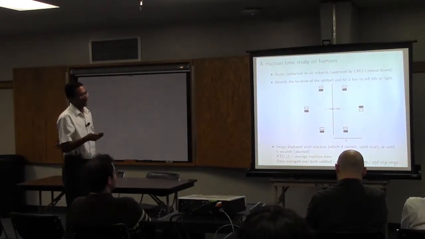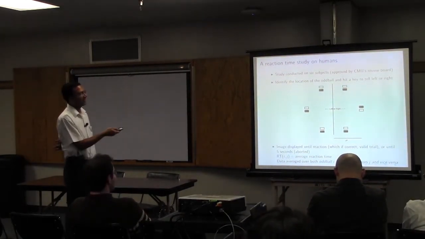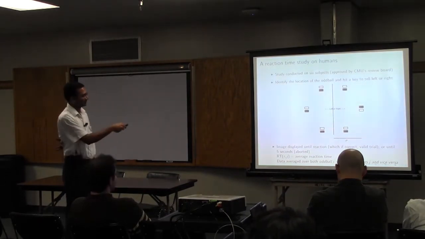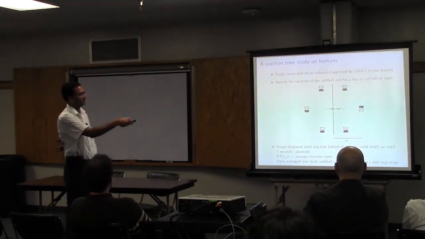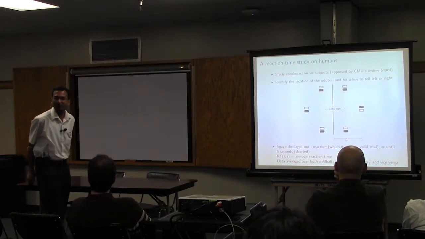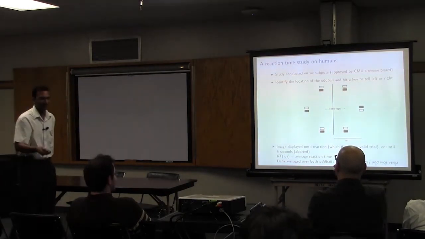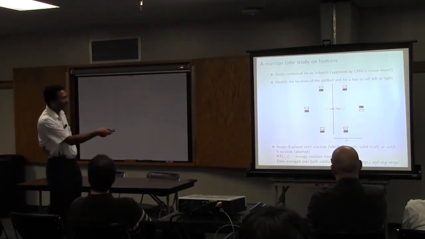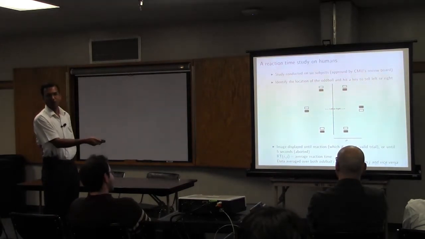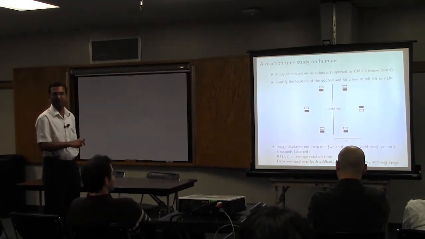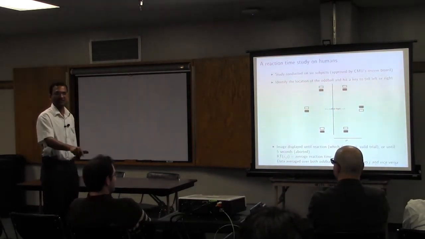So the human subjects were essentially asked to identify the oddball. There were 6 images arranged in this form, and you had to identify where the odd image is, like for example, Vivek Borkar would have had to identify where the odd image is, and he would have to say left or right. He would go and hit a key once he identifies where it is.